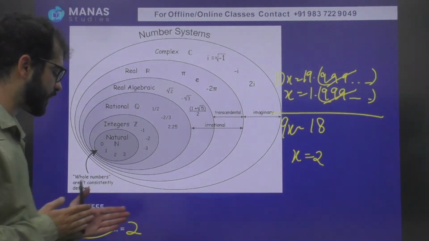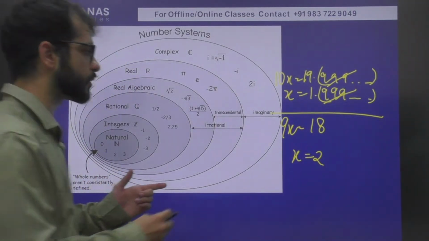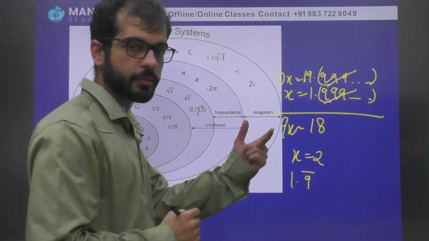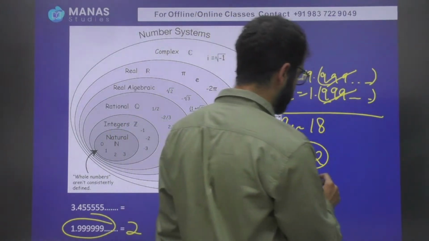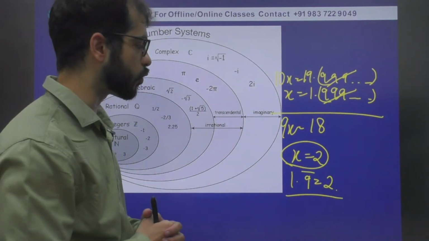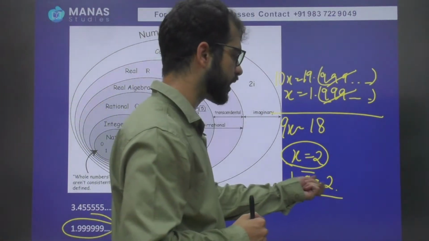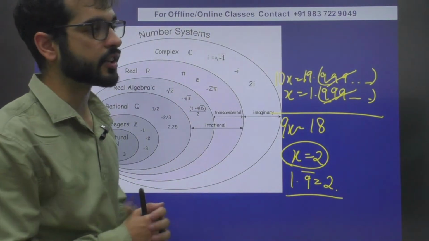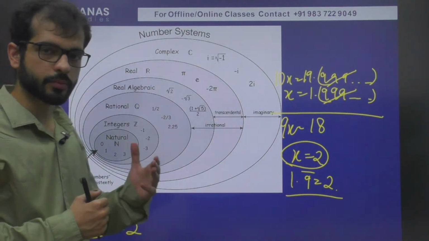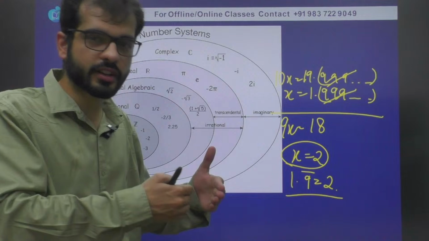So the beauty of mathematics is that whenever you write a number such as 1.9 bar, when the 9 is continuously repeating itself, as we just saw, this number is equivalent to 2. In the next class, we are going to cover why 1.9 bar and 2 mean the same thing. Why we cannot find a number that is just greater than a number. Why it is impossible to find a number just smaller than a fixed number.